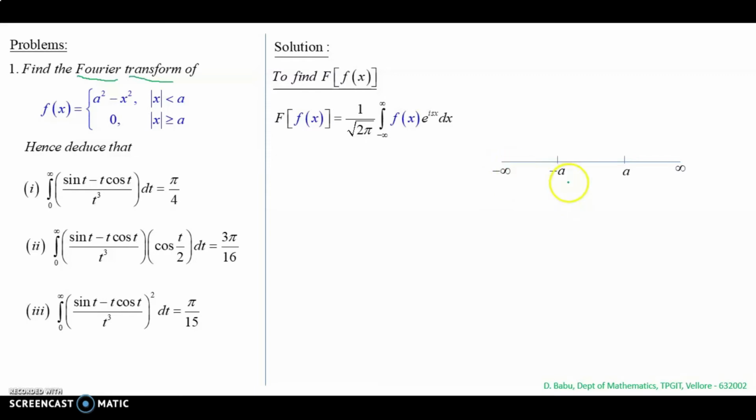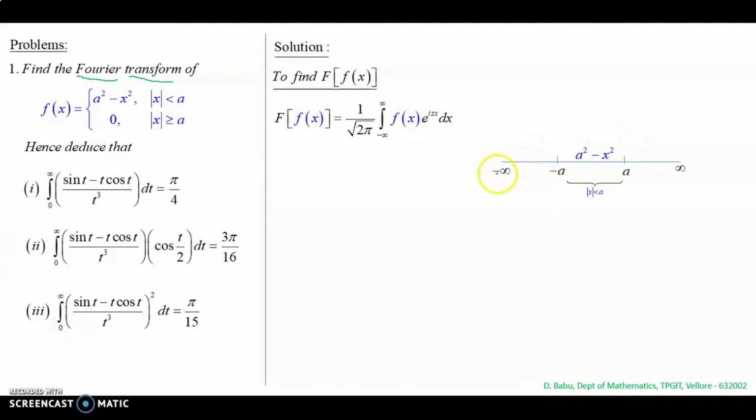That is minus infinity to minus a, minus a to plus a, and a to infinity. This minus a to plus a is called mod x less than a. So mod x less than a is nothing but the value of x lies between minus a and plus a. In mod x less than a, the value of f of x equals what? a square minus x square. So in minus a to plus a, f of x equals a square minus x square.